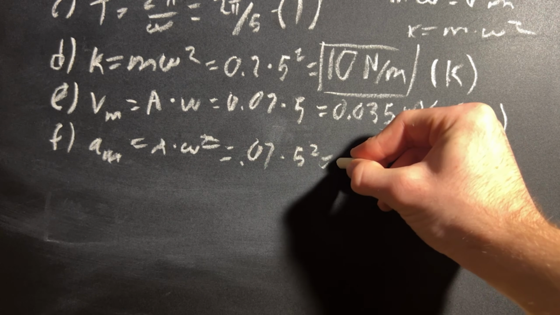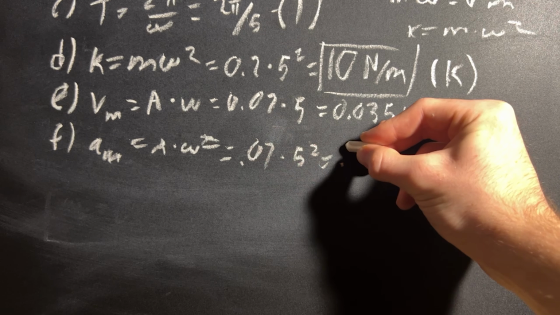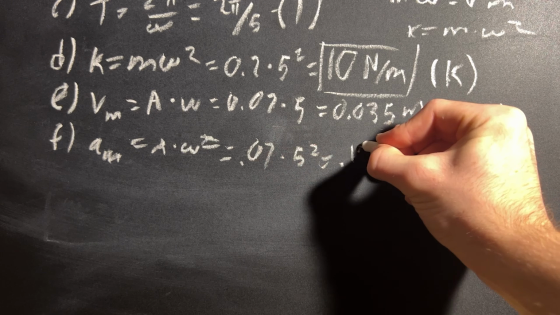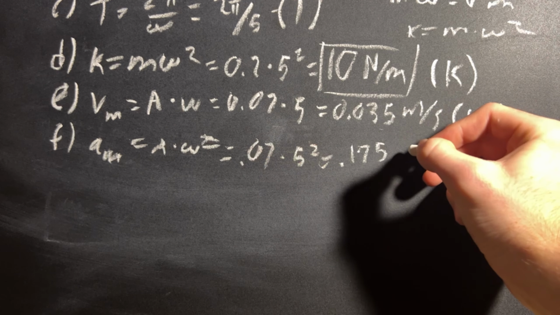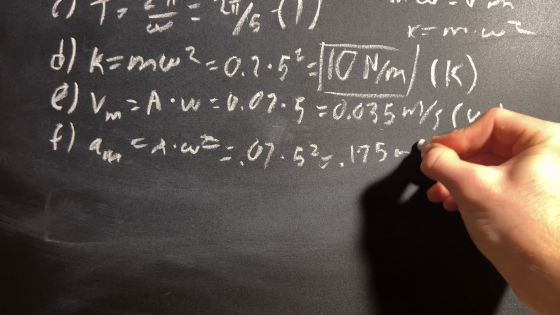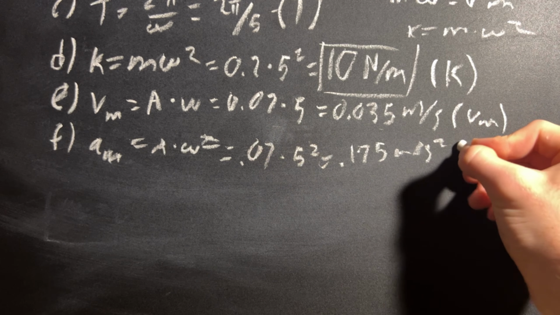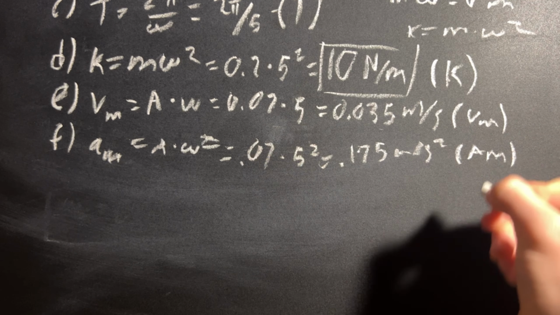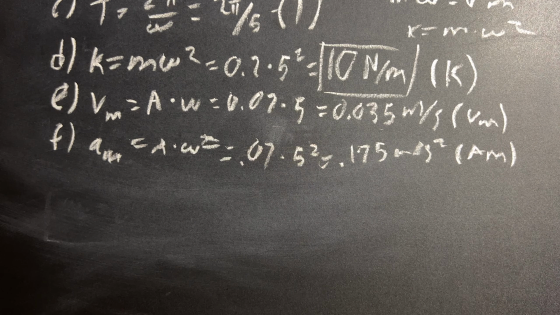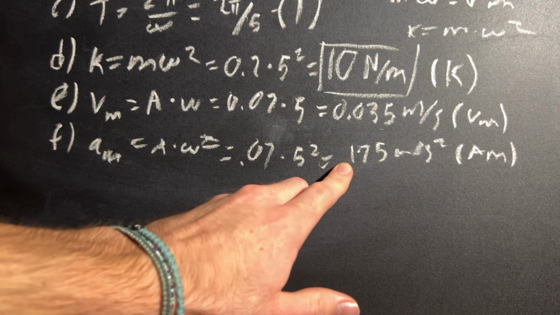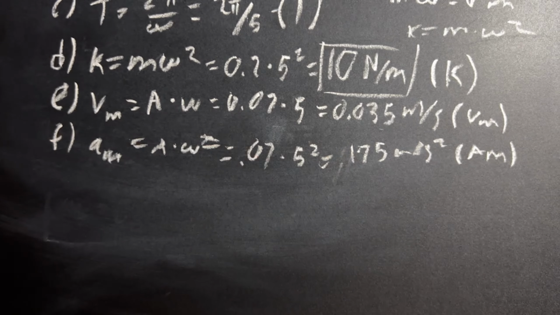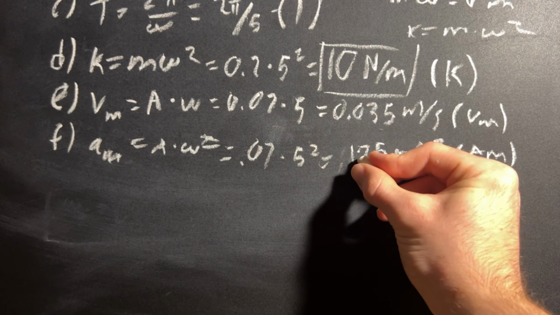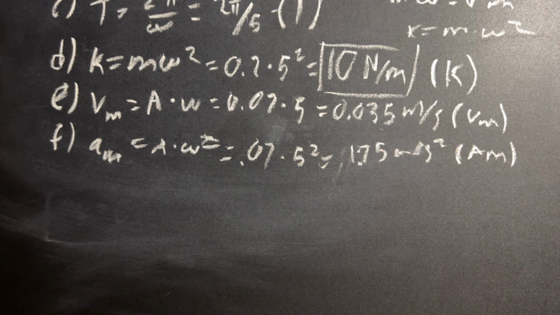So therefore, this answer is going to be 0.175 meters per second squared. This is going to be A max. I apologize for my handwriting, it was a little sloppy there. Actually, it's going to be 1.75, not 0.175. That should be the right answer now.